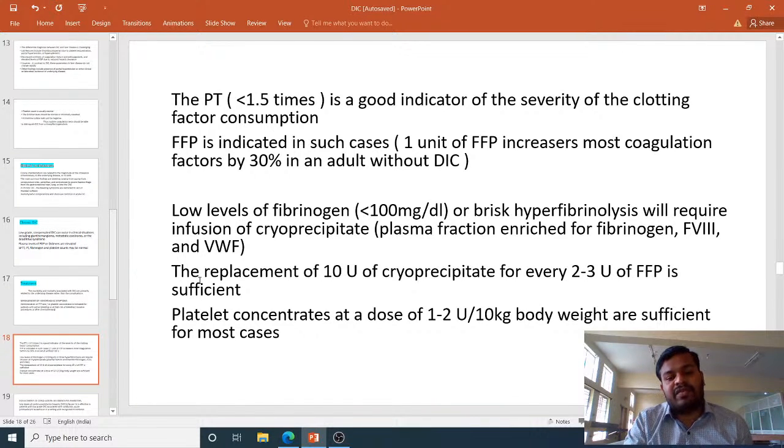And the replacement of 10 units of cryoprecipitate for every 2 to 3 units of FFP is sufficient, and platelet concentrate at a dose of 1 to 2 units per 10 kg body weight is sufficient for most cases.